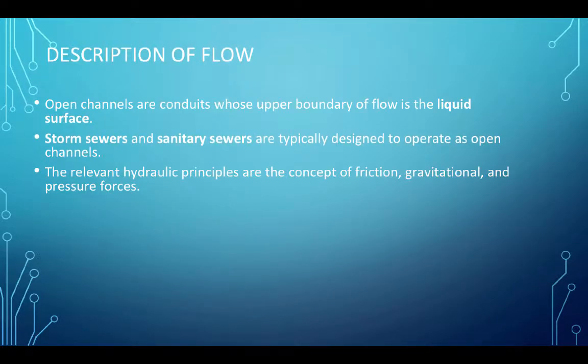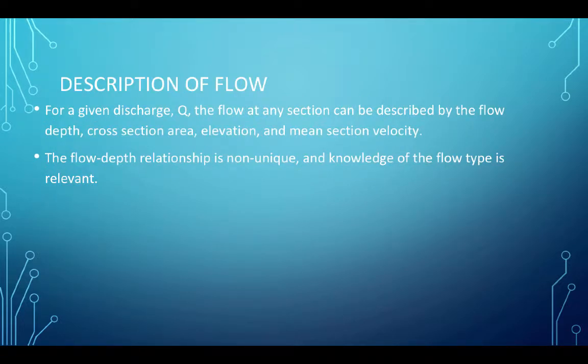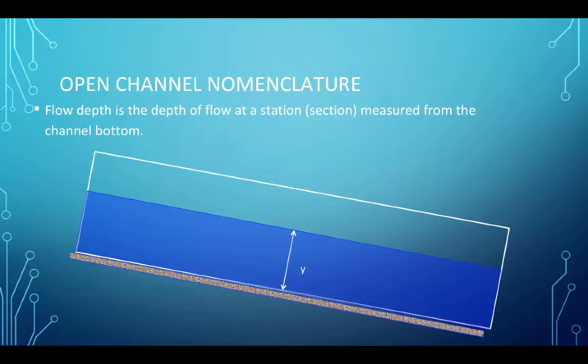Open channels, as you recall, are conduits whose upper boundary of flow is the liquid surface. Storm sewers and sanitary sewers are typically designed to operate as open channels, and the relevant hydraulic principles are the concepts of friction, gravitational, and pressure forces, all balanced at a particular cross-section. For any given discharge, the flow at the section is described by the flow depth, cross-sectional flow area, elevation, bottom slope, and mean section velocity. These relationships are not necessarily unique, and knowledge of the flow type, subcritical, critical, or supercritical, is relevant and necessary.